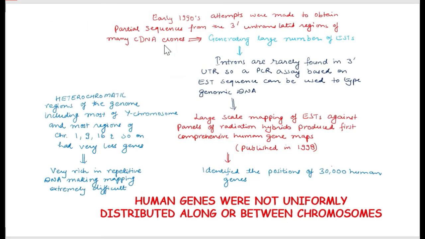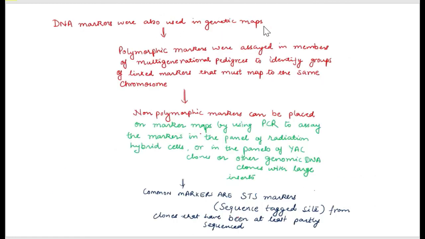DNA markers, as we discussed, were used in genetic maps because genes were not very abundant, and many of the genes were not showing a single phenotypic character. Polymorphic markers were assayed in members of a multi-generation pedigree to identify groups of linked markers, which must map to the same chromosome. Non-polymorphic markers can be placed on the marker map by using PCR to assay the markers in a panel of radiation hybrid cells or in a panel of YAC clones. We have already discussed this in the structural genomics physical mapping part. These common markers used in physical mapping were STS markers.